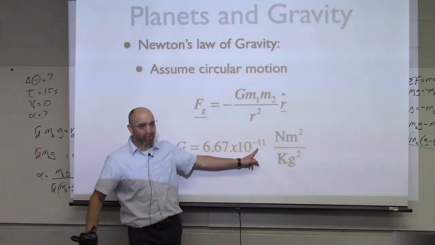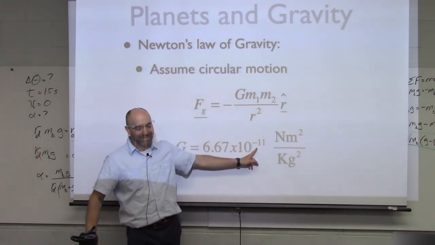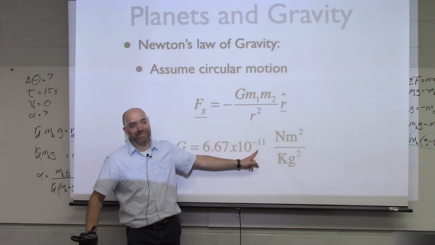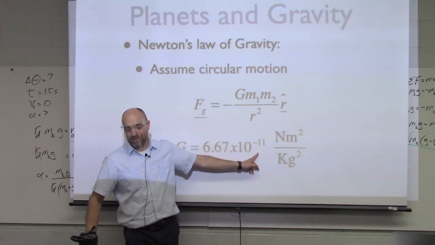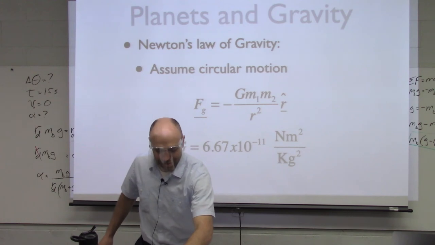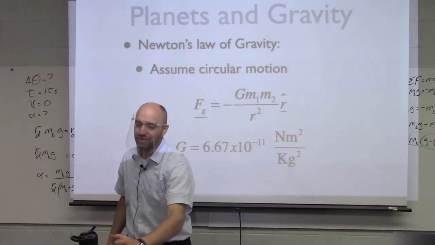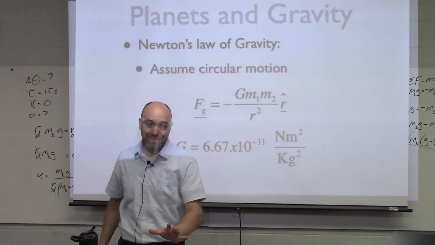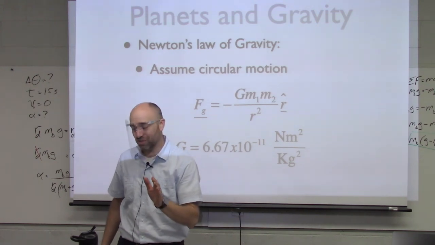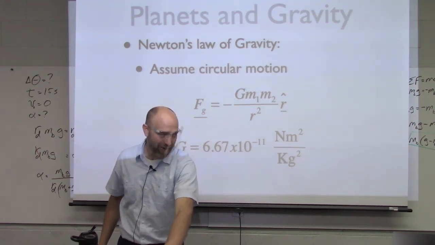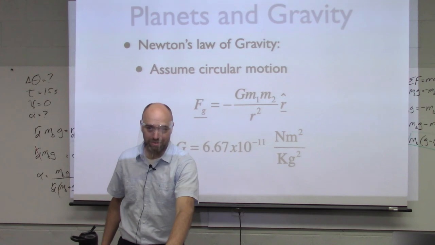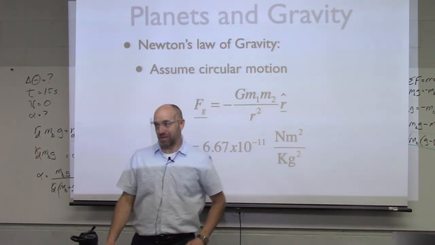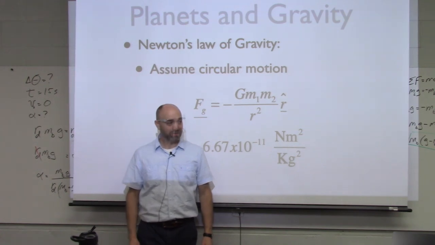Is that a big number or a little number? It's an itty-bitty number. So the force of gravity pulling this multimeter to that coffee is very, very small. I'm not saying it's not there. I'm just saying it's so tiny that there's no way it can overcome friction. Do y'all understand what I'm saying? Does this make sense?